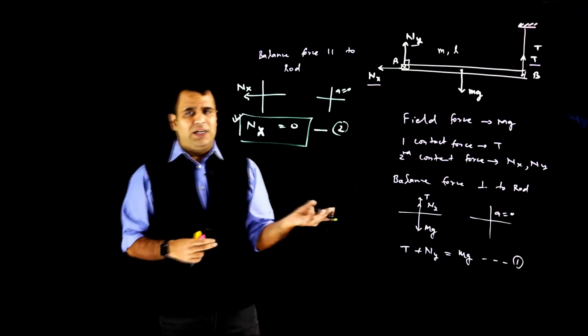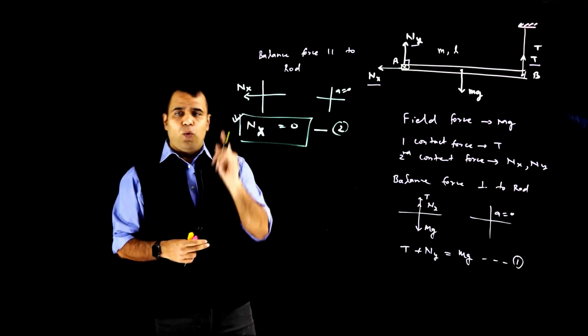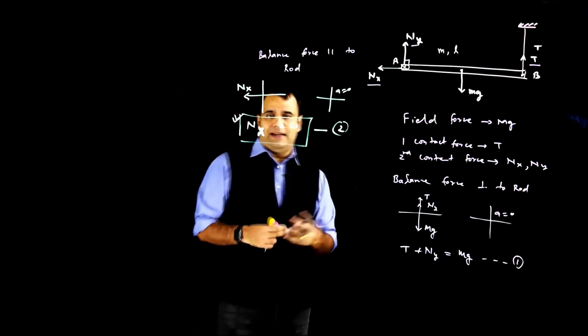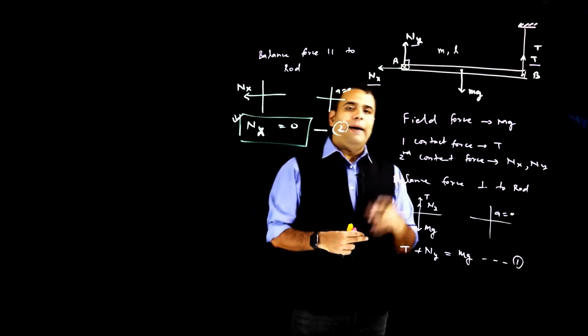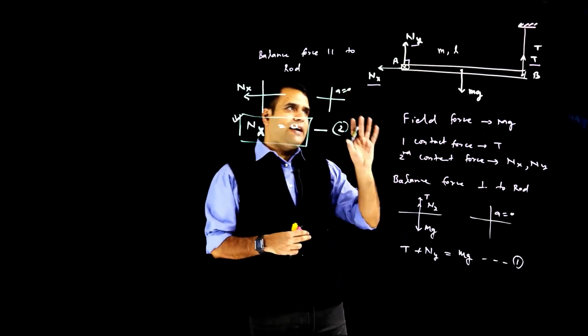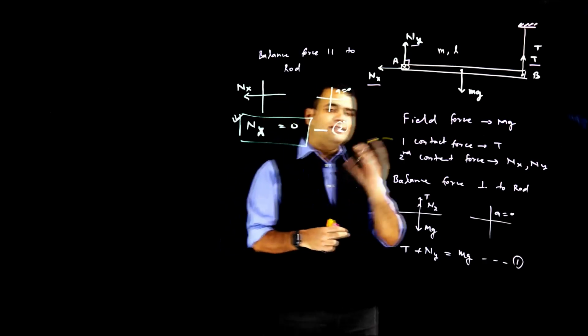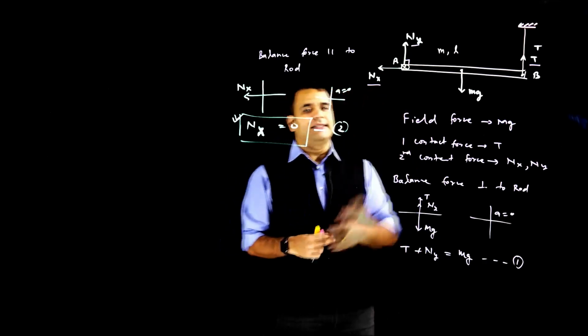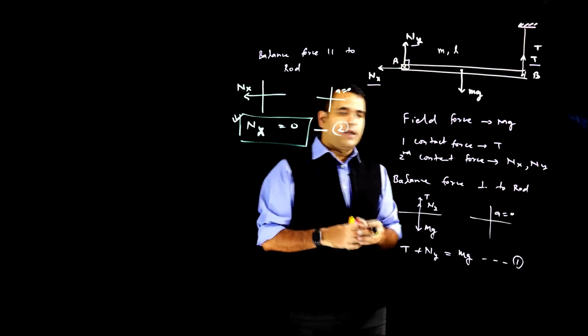So here there are 3 unknowns. 2 equations we already got. Only one equation is remaining. So what I'll do, I'll balance the torque. To balance the torque, first I have to select the axis. This axis need not be the actual axis. It's just a point we select.